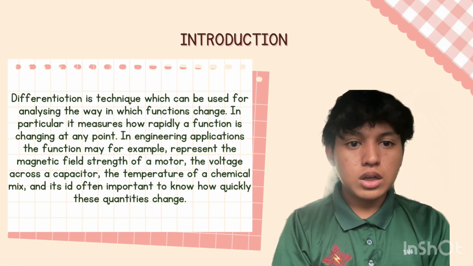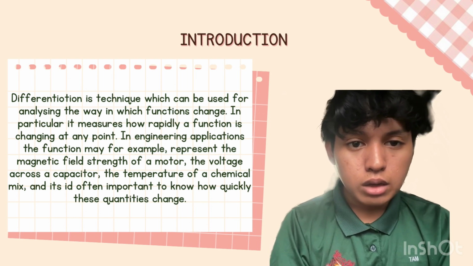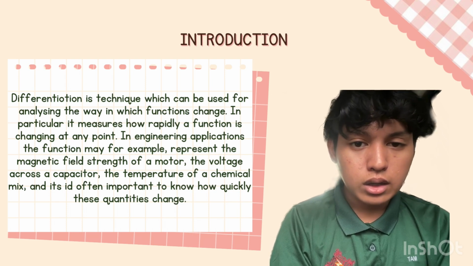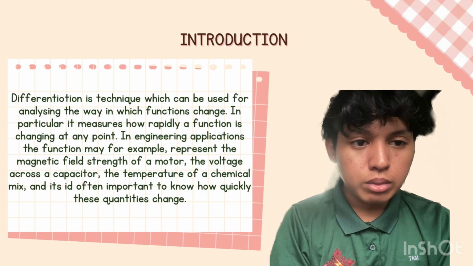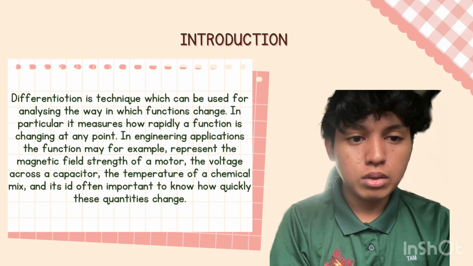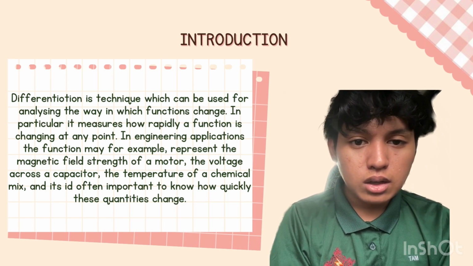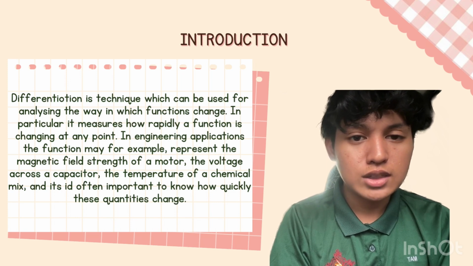Differentiation is a technique which can be used for analyzing the way in which functions change. In particular, it measures how rapidly a function is changing at any point. In engineering applications, the function may, for example, represent the magnetic field strength of a motor, the voltage across a capacitor, or the temperature of a chemical mix, and it's often important to know how quickly these quantities change.